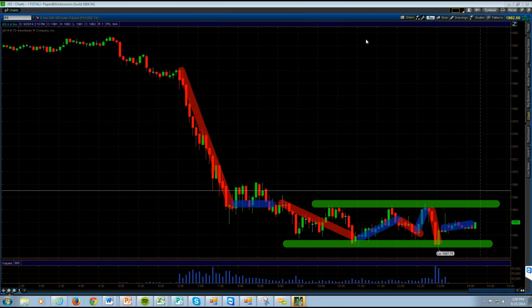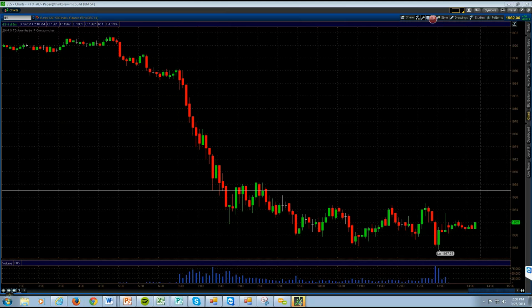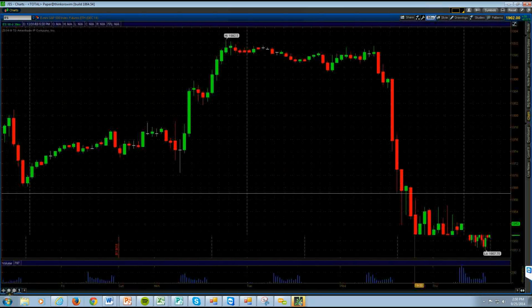But relative to this drop, this is still going lower. This is just consolidation of this clear drop. So what we can do is back out real quickly and go to a larger time frame. We're going to go to our 30-minute view here.